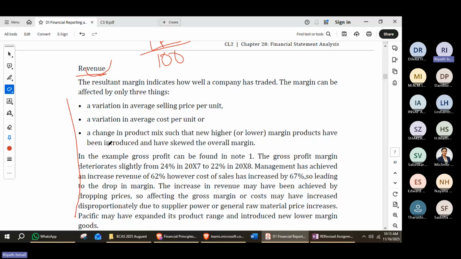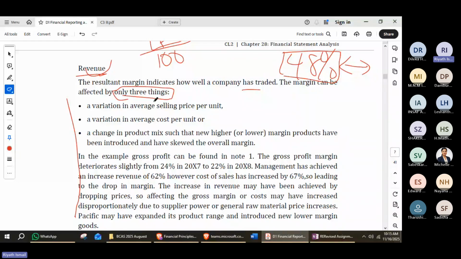Why did this gross profit change from the other year? The cost of this margin, right? There is a 48% increase in gross profit from last year to this year. So what are the causes? The result and margin indicate how well a company has traded. The margin can be affected by only 3 things, right?